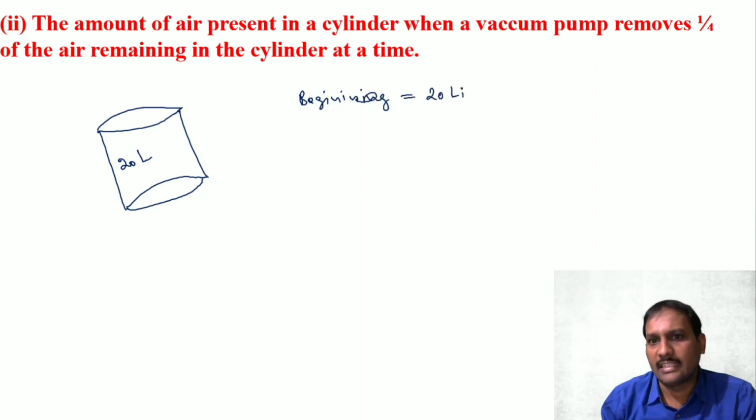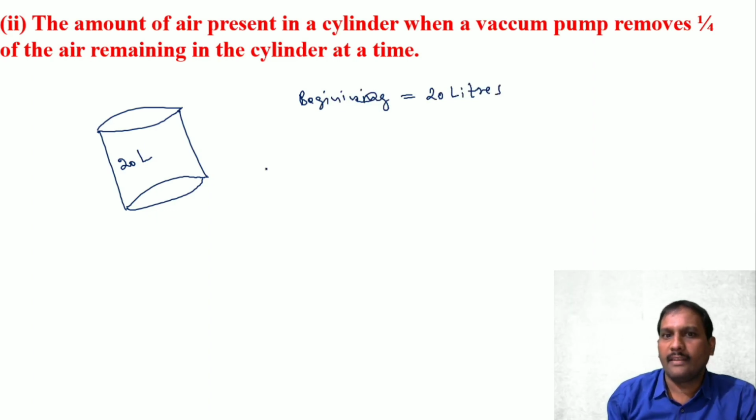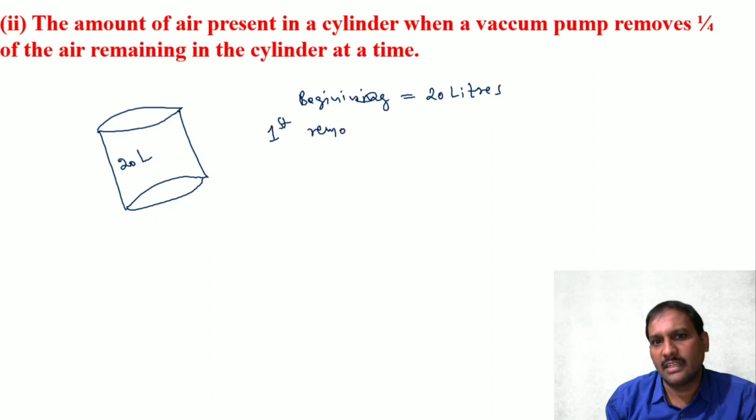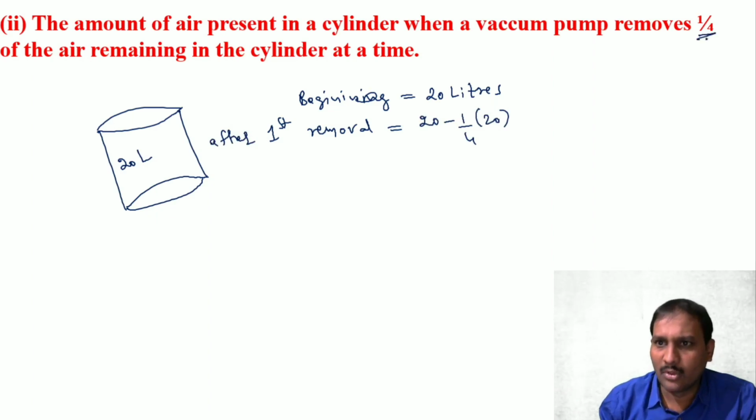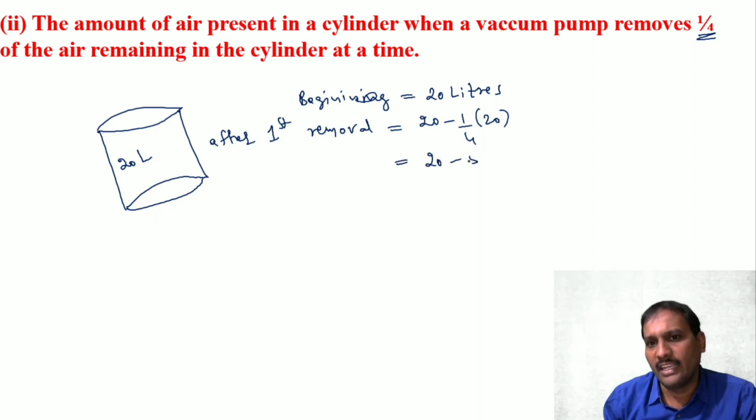20 liters, let us say, in the beginning. After the first removal, what is the gas remaining? So how much is remaining? 20 minus 1/4 of 20 liters. Every time it is removing 1/4 of the air. So air or gas, whatever it is. 20 minus 1/4 of 20 is 5. So 20 minus 5, it is 15 liters.